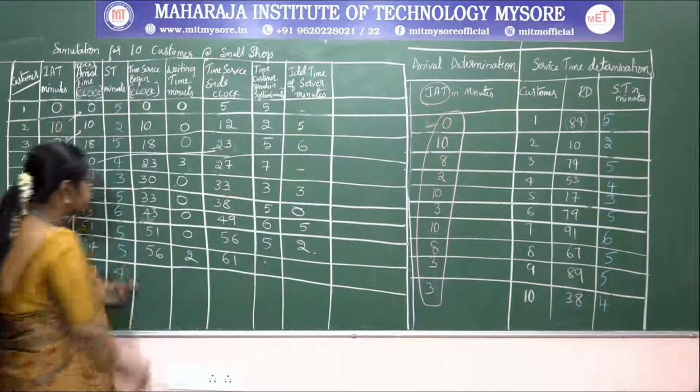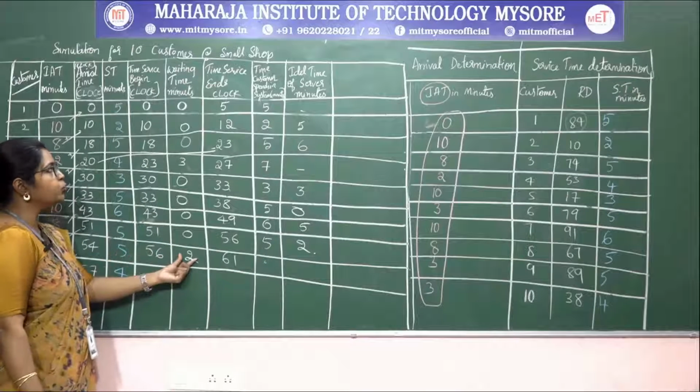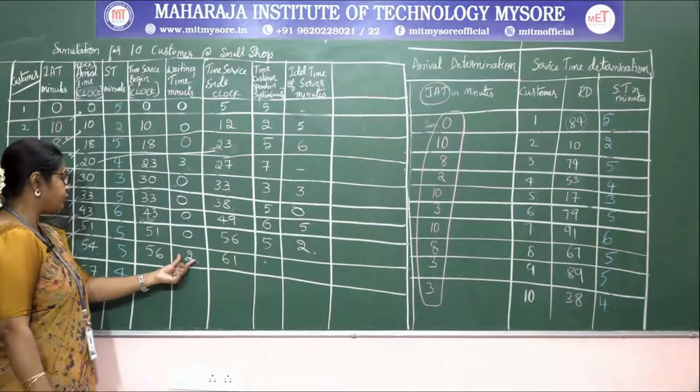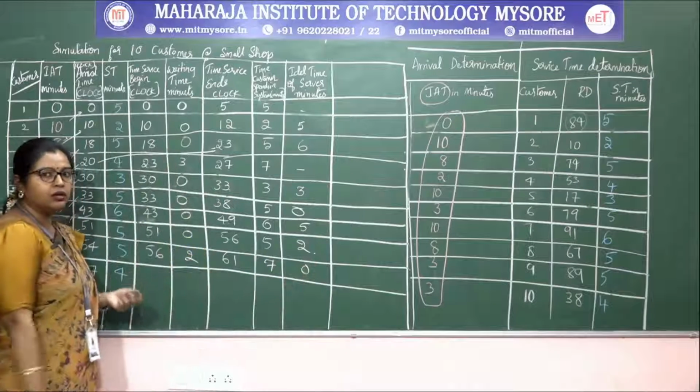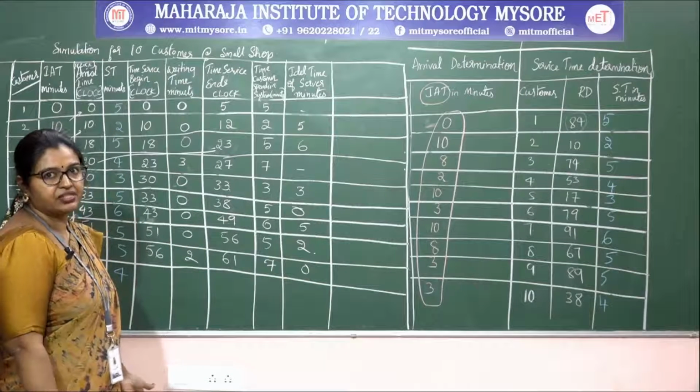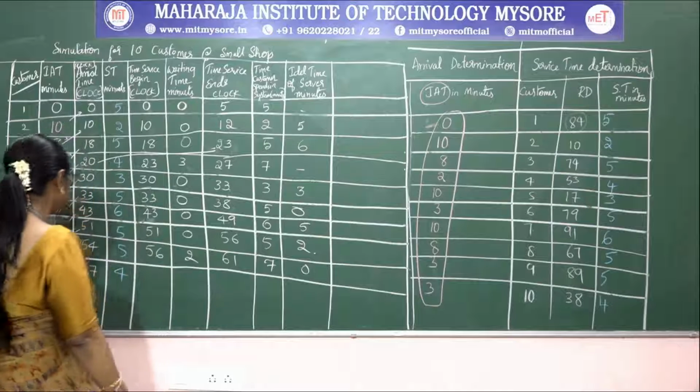So how much time did he spend in the system? 5 minutes of service and another 2 minutes waiting in the queue. Therefore 5 plus 2 is 7 minutes in total. As for server idle time, whatever the idle time, he will be busy, right? So it will be 0 only.